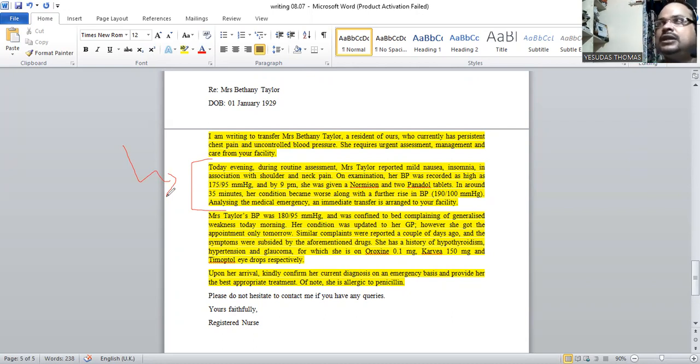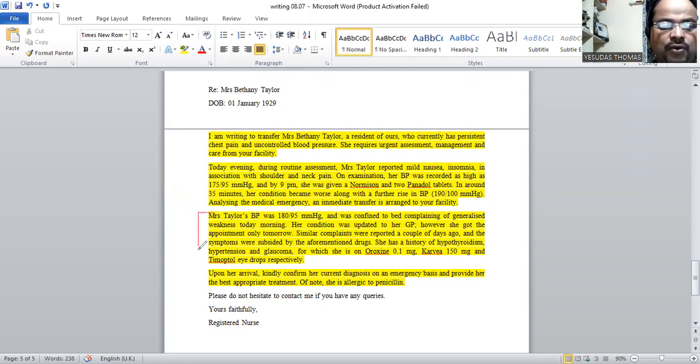And we waited till 9:35. In around 35 minutes, her condition became worse along with a further rise in the BP. So we have an elevated BP; it's written 190/100. Analyzing the medical emergency, an immediate transfer is arranged to your facility. So that's the present condition of the patient.